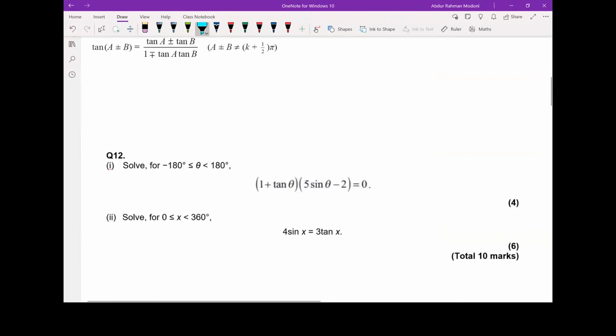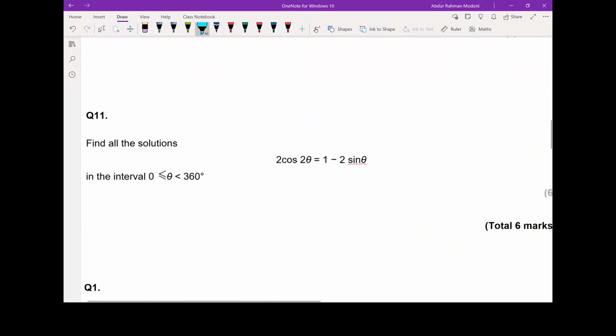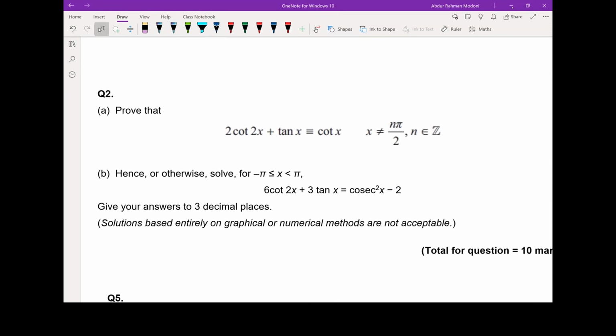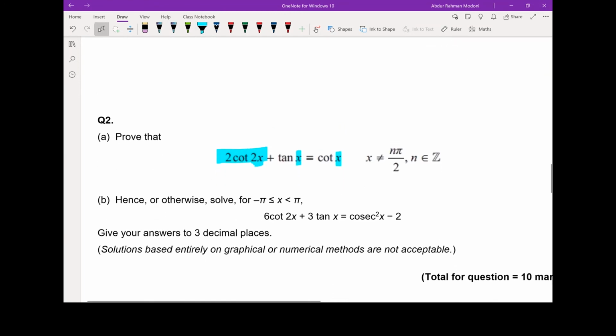So let's take a look at one proof without going into detail. First thing I'm going to be looking at is, do I have the same angle on both sides? I've got single theta, I've got double theta. I don't. So straight away, I know that at some point I'm going to have to use a double angle. Here's another proof question. I can see there's a double angle here, a single angle here, and a single angle here. So chances are I'm going to have to change this function to a single angle using my double angle identities. So that's our way in. That's the first thing that we need to consider.